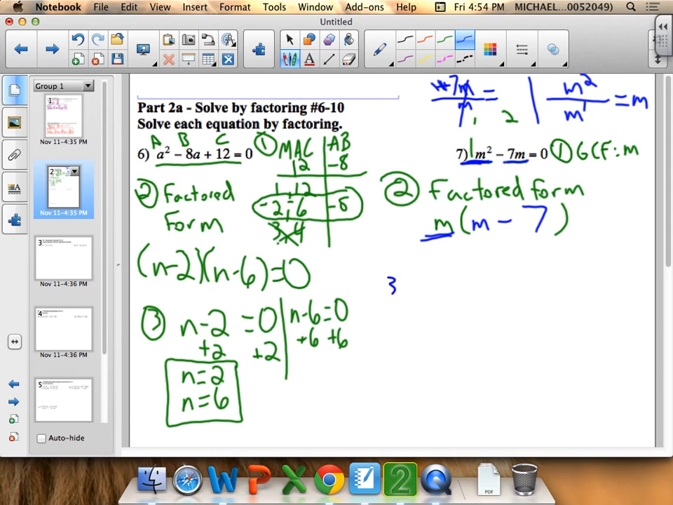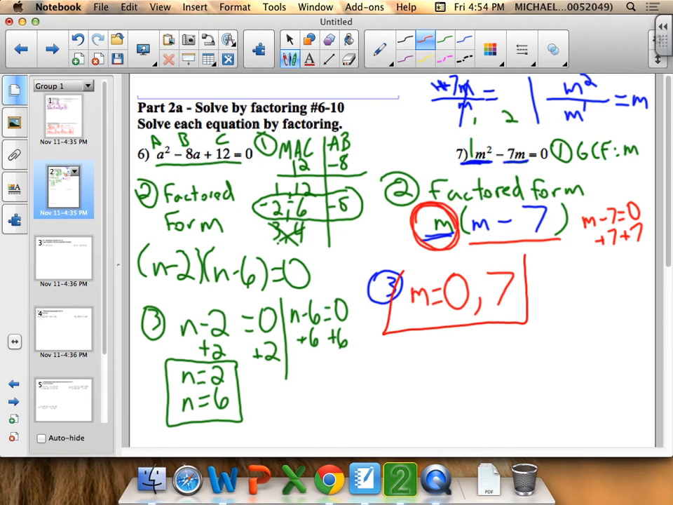Now my third step is to set them equal to 0 and solve. Now this one, for whatever reason, always confuses people. That's a standalone variable. The only number I can put in there to get 0 is 0. So one of my solutions is m equals 0. The other one I can set equal to 0, m minus 7 equals 0, and solve it, plus 7, plus 7. So m also equals 7. And I'm done. Now you get to do 8, 9, and 10. Good luck.